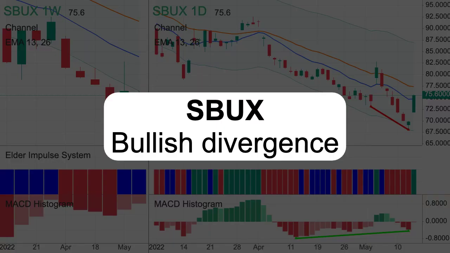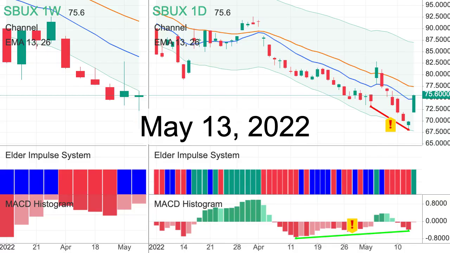Let's consider the stock of Starbucks Corporation. On May 13, 2022, a bull divergence formed in a downtrend. This is a strong buy signal. There is a first light bar on the histogram. Are you ready to submit a buy order?